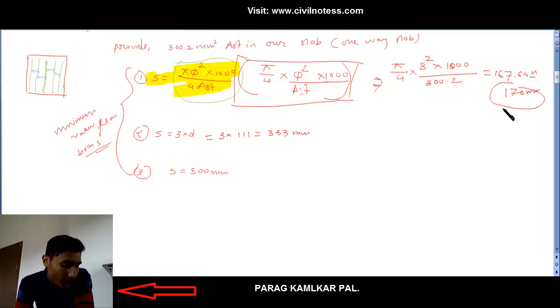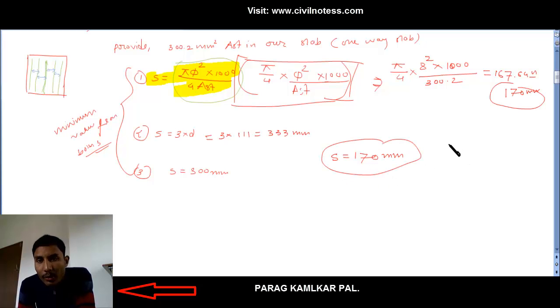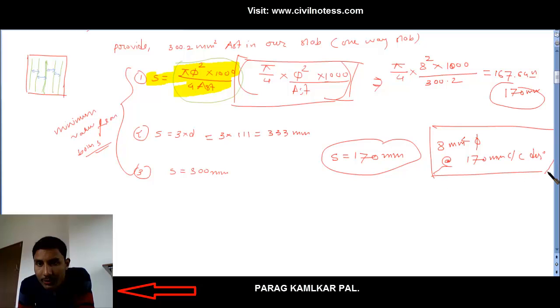So I am providing spacing equal to 170 mm. I am going to provide an 8 mm diameter bar at the rate of 170 mm center to center distance. So these were the sentences we can make with respect to this spacing. Now you get how the sentence comes: we are going to use an 8 mm diameter bar with a spacing of 170 mm center to center. Or you can take 160 also.